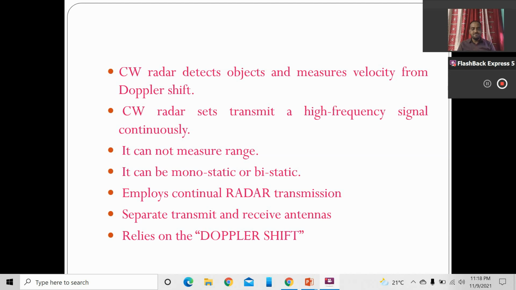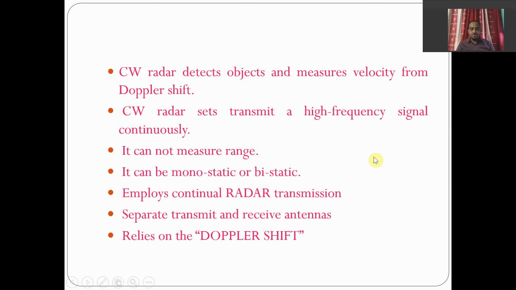Here, in CW radar, a continuous sine wave needs to be transmitted. So, at any point of time, it has only one duty, which is transmitting a continuous sine wave. So, to receive the echo signal, the same antenna cannot be used. That is the reason why CW radar has two separate antennas, one for transmission and another one for receiver. So, it has two antennas and it relies on the principle called Doppler shift.